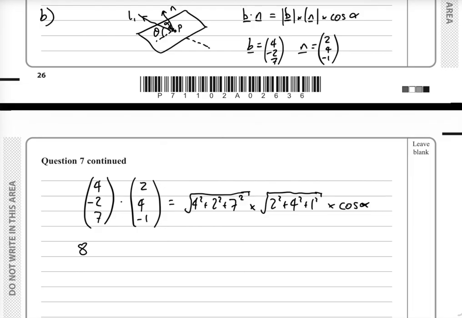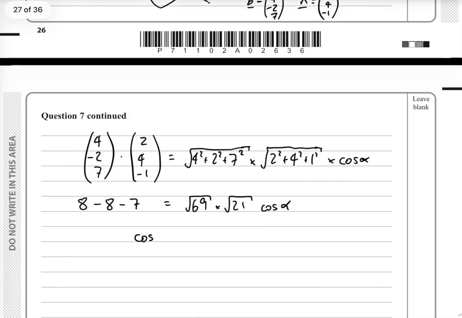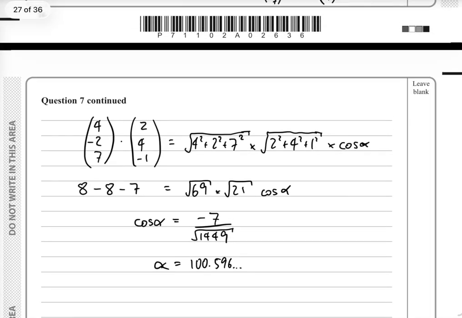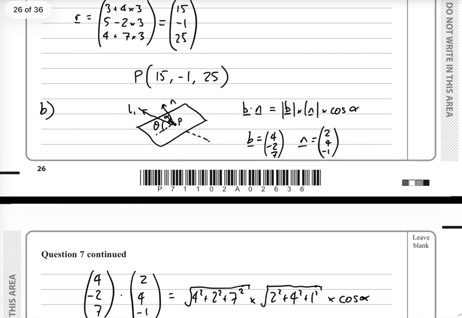2 times 4 is 8, minus 2 times 4 is minus 8, and then 7 times minus 1. This is the square root of 69, square root of 21. So cos alpha is equal to minus 7 over the square root of 1449. So alpha is 100.596 dot dot dot. Now that might seem weird because of how I've drawn the diagram.